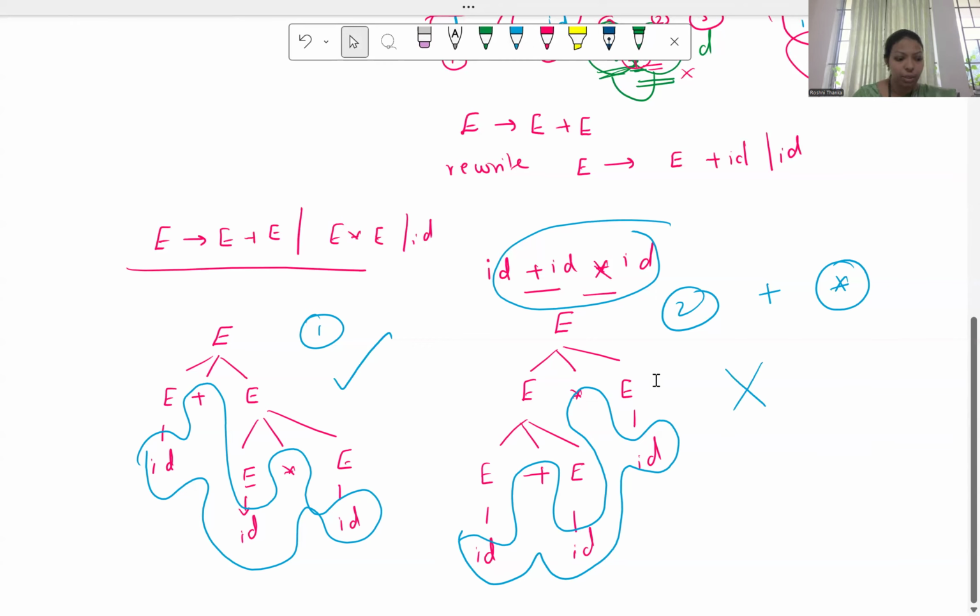So likewise, you can eliminate this ambiguity by giving higher priority of precedence to the higher priority operator. I hope you got it: what ambiguity means, how to check for ambiguity, and how to eliminate it.